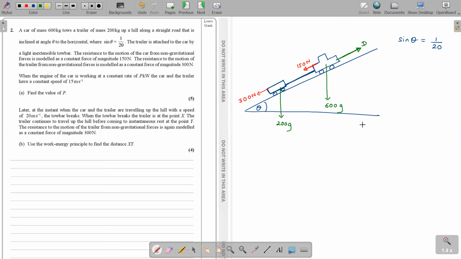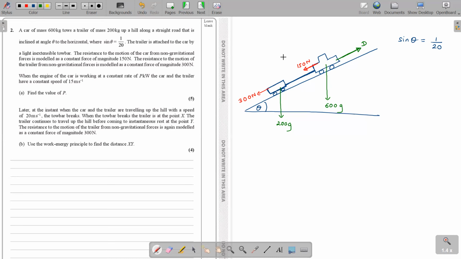They have said, when the engine of the car is working at a constant rate of P kilowatts, the car and the trailer have a constant speed. So we are going at a constant speed, which means, do we have any acceleration? No, which means when the vehicles are moving at a constant speed, the forces must be balanced. So the forces are balanced.